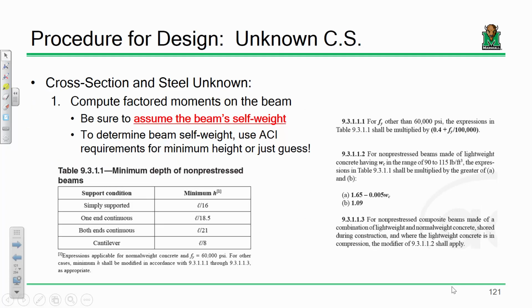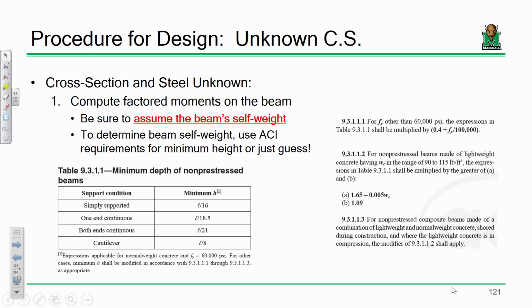And so I want you to know that these steps, it's not like this is magic, or like this is the procedure outlined in the spec. All these are just taking the design expressions that we've come up with and the limits, and putting them in an order that makes sense for design. That's all this is. Okay, so what is step one? Step one is to compute the factored moments on the beam. In other words, do your structural analysis, right?